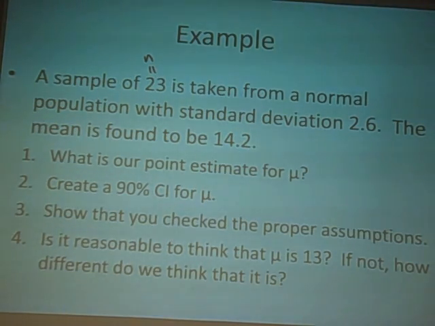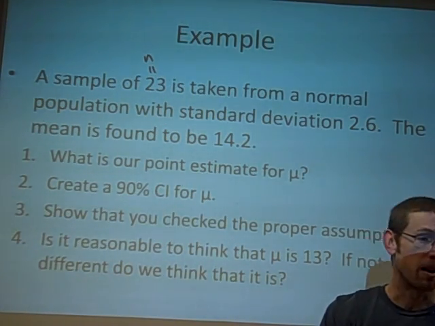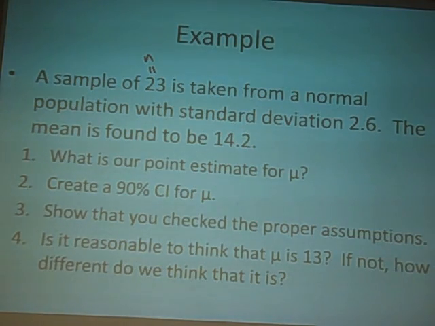So what I would encourage you to do first is go through and identify, well, what's N? Okay, well, N is 23. It says we take a sample of size 23 from a normal population with standard deviation 2.6. I said the population has standard deviation 2.6. So what is the 2.6? Sigma.